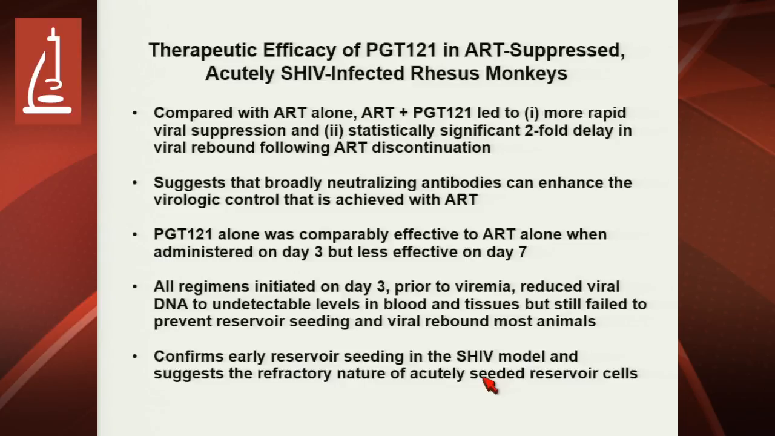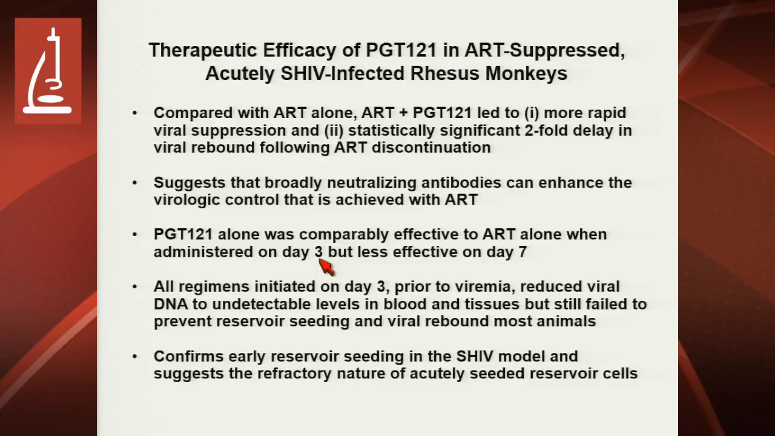So PGT121 alone was comparably effective to ART alone when administered on day 3. I think that's pretty impressive. A single infusion of an antibody can achieve as much as 4 weeks of continuous antiretroviral drugs, but it was less effective when administered on day 7.